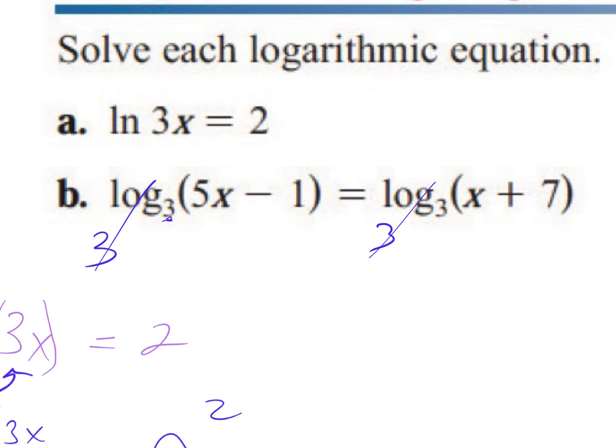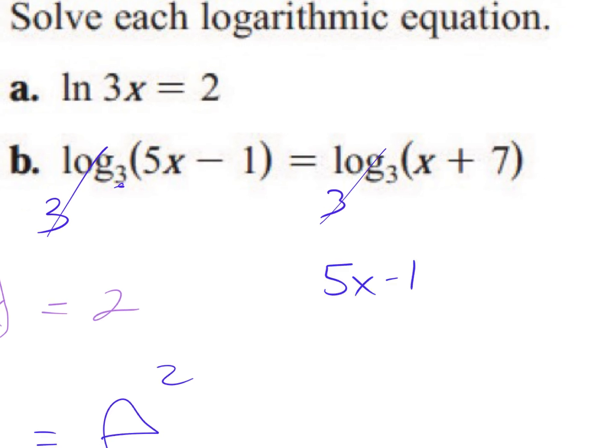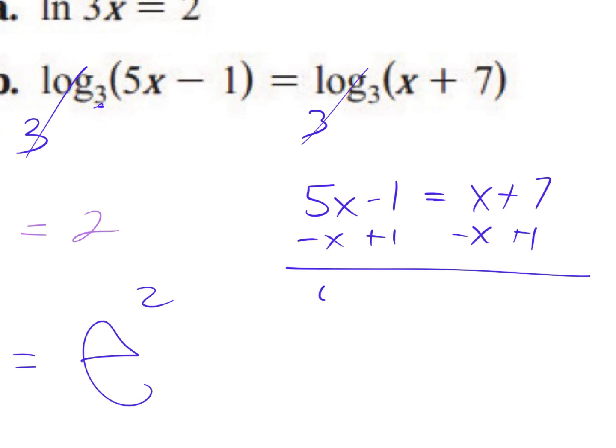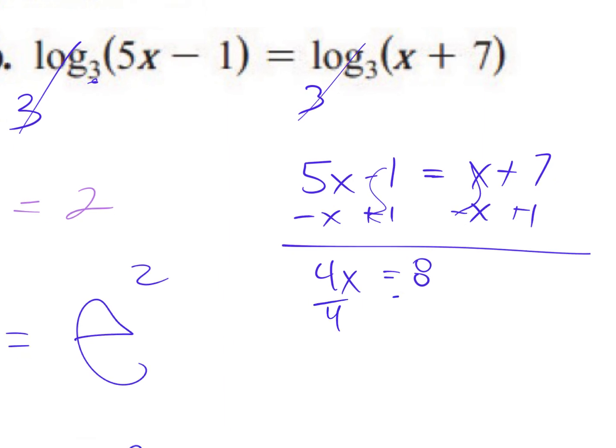If you have one log on the left-hand side, that's the same as one log on the other side. You cross them out. So for B, you have 5x minus 1 equals x plus 7. Now, if you don't know that property, then you're sitting there beating on your calculator trying to figure stuff out, right? But if you know that property, you're like, oh, this is a very simple equation. So if I solve this, I'm going to move x to the left, so minus x. I'm going to add 1 to both sides. So 4x equals 8. Okay, divide both sides by 4, and x is what? Now, this is where it's really important to check.